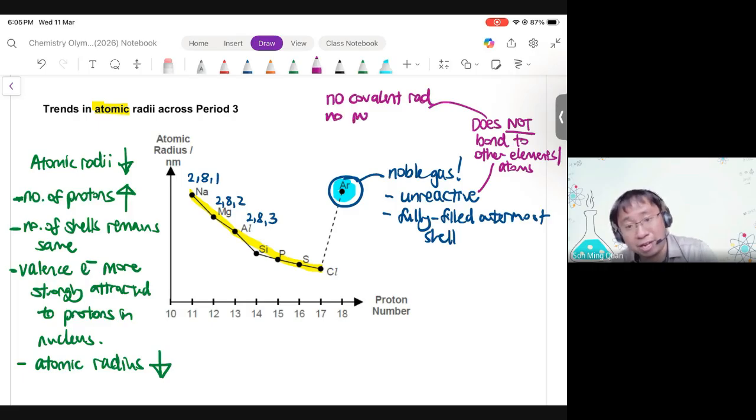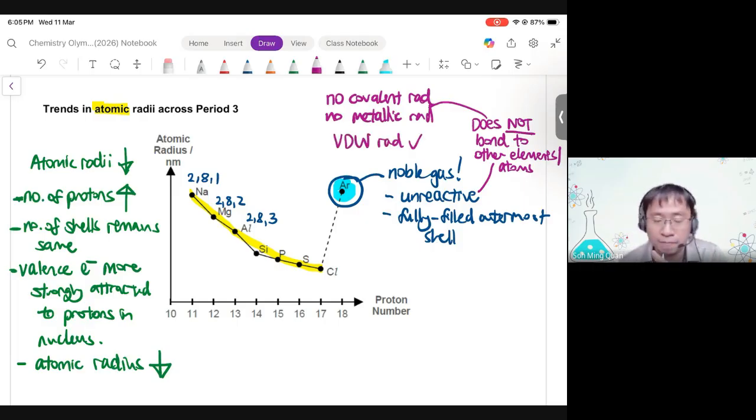Does it have a metallic radius? Even more no, because it's not metallic. So argon only has the van der Waals radius. And what did we just say about the van der Waals radius? It's not chemically bonded, right? So the van der Waals radius is always larger than the rest.